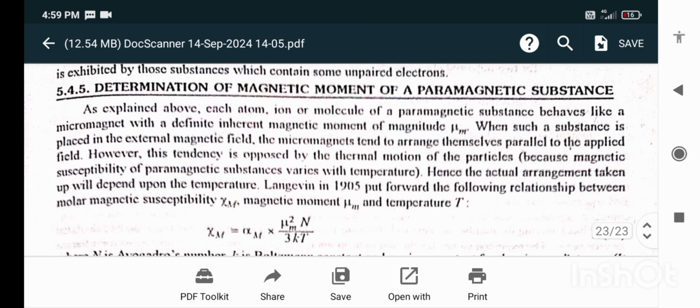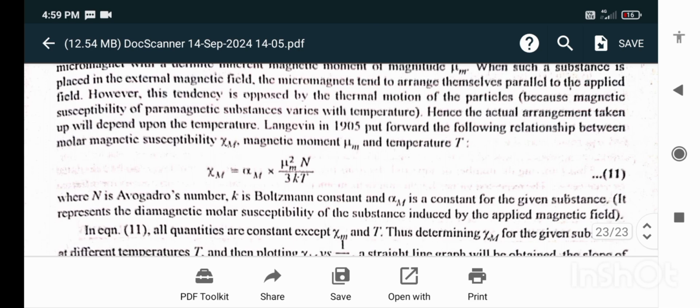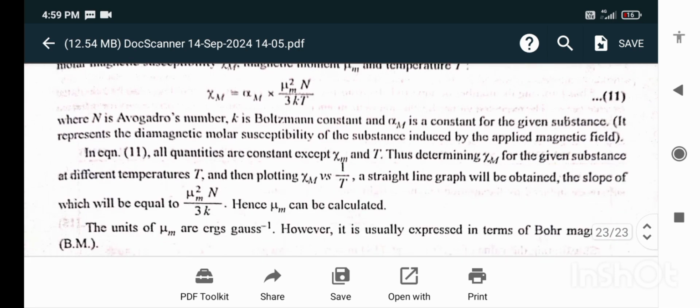Langevin in 1905 put forward the following relationship between the molar magnetic susceptibility, magnetic moment, and temperature. χm = αm + μm² N / 3kT, where N is Avogadro's number, k is the Boltzmann constant, and αm is a constant for the given substance. It represents the diamagnetic molar susceptibility of the substance induced by the applied magnetic field.